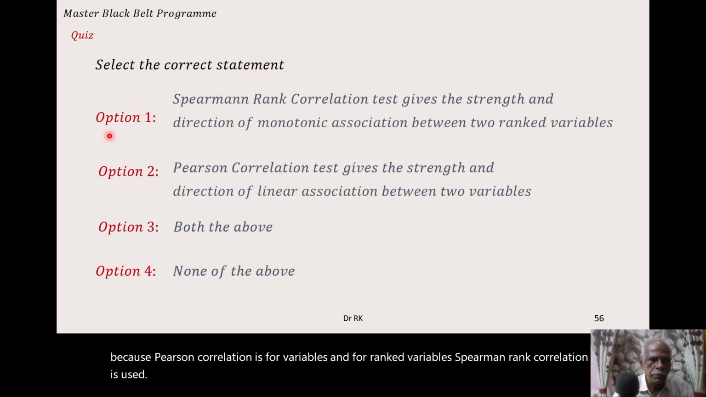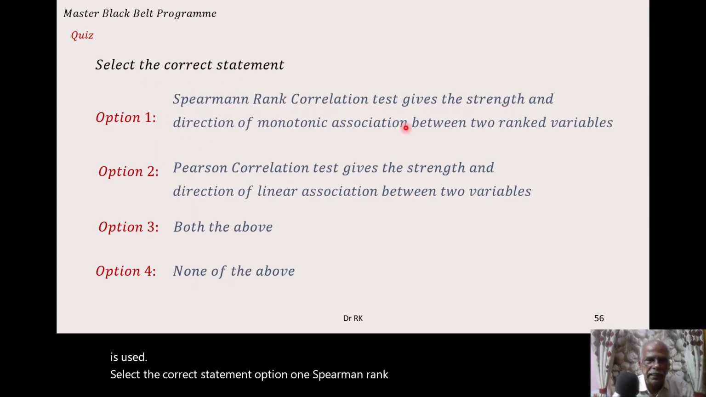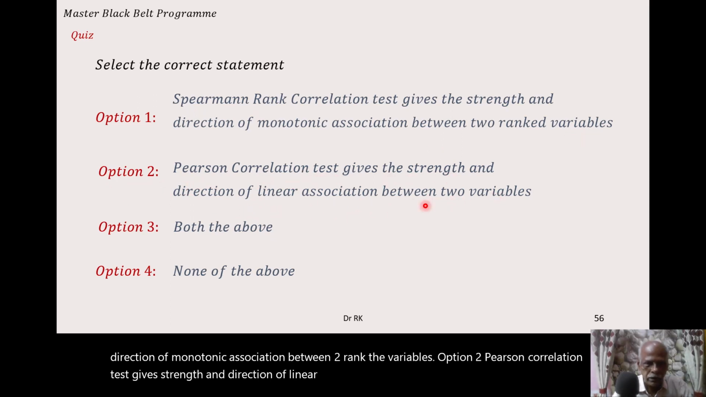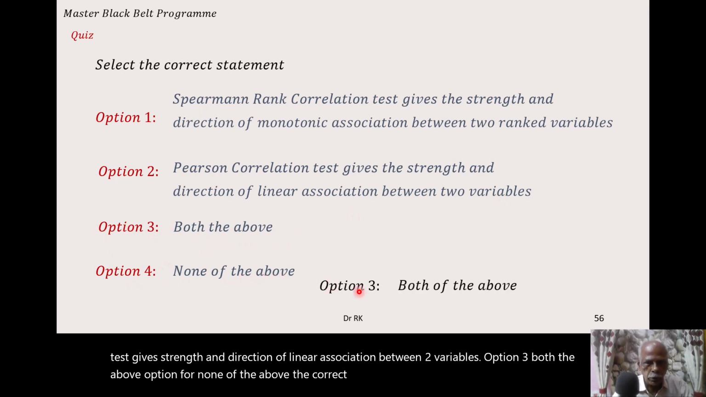Select the correct statement. Option 1, Spearman rank correlation test gives the strength and direction of monotonic association between two ranked variables. Option 2, Pearson correlation test gives the strength and direction of linear association between two variables. Option 3, both the above. Option 4, none of the above. The correct answer is option 3, both the above.